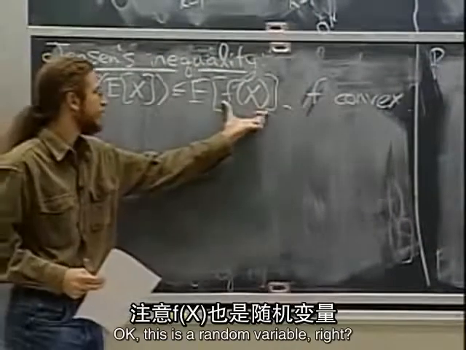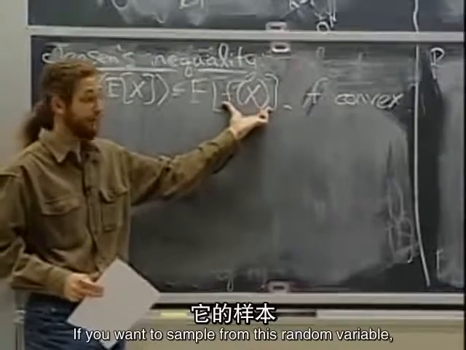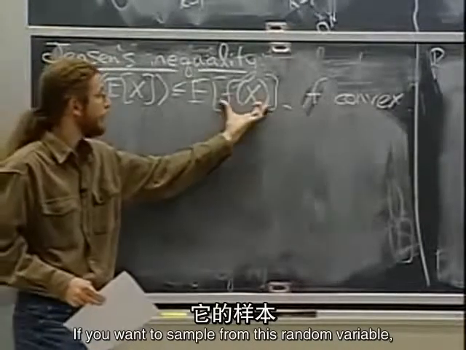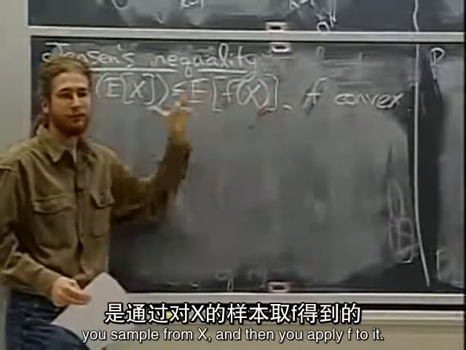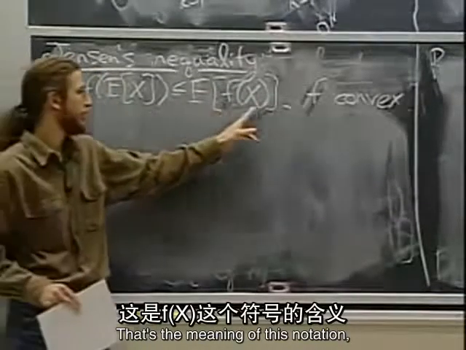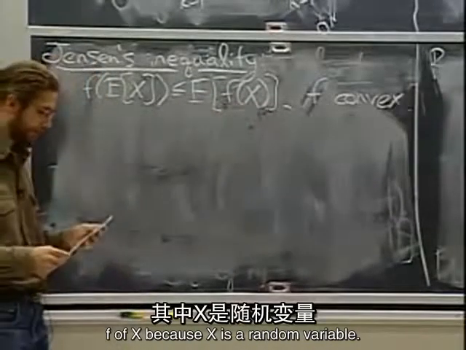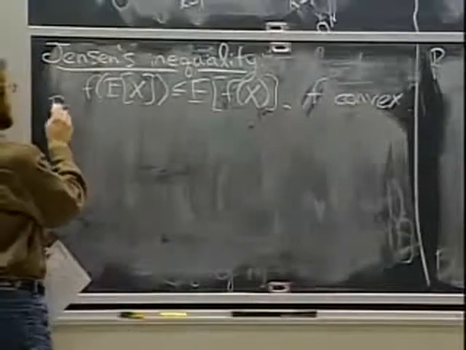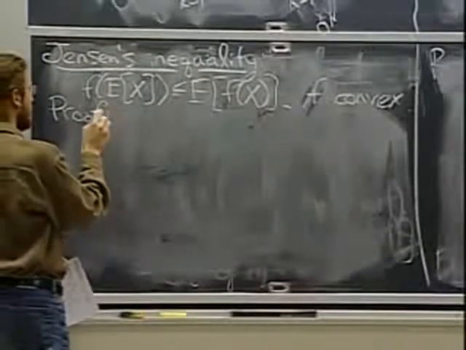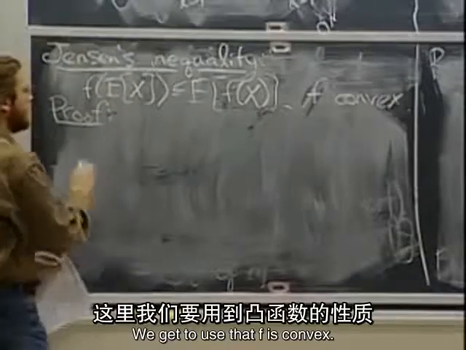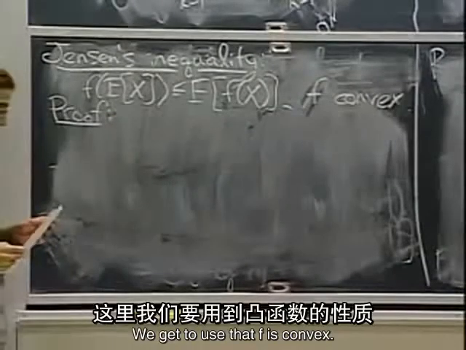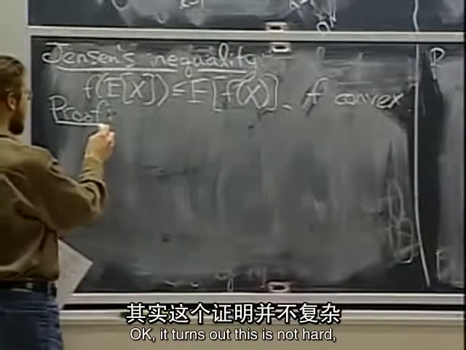Okay, this means this is a random variable, right? If you want to sample from this random variable, you sample from x, then you apply f to it. That's the meaning of this notation f of x, because x is a random variable. And we get to use that f is convex. Okay, it turns out this is not hard.